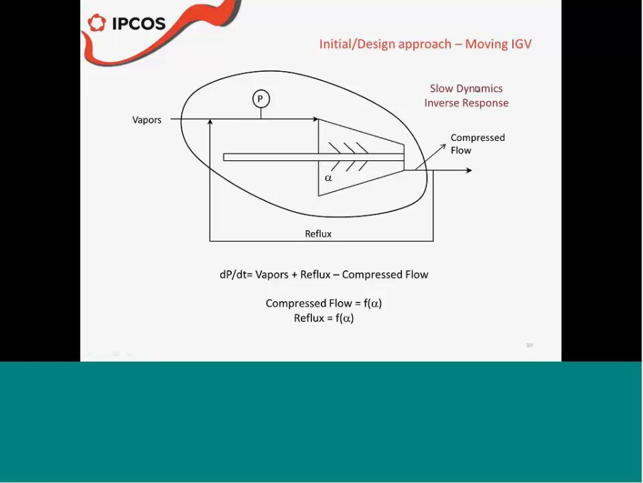That's why we say here that the dynamics are slow, and you see an inverse response. At first, yes, when you change the inlet guided vanes, the pressure dynamically, or quickly, decreases, but just after a couple of minutes it starts increasing back again, because the increased flow becomes more condensate, more reflux. So it's basically a vicious circle. You will never get out of it.